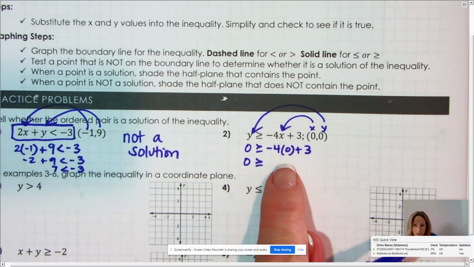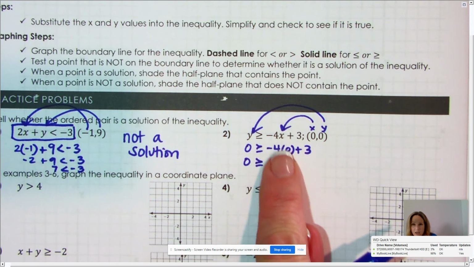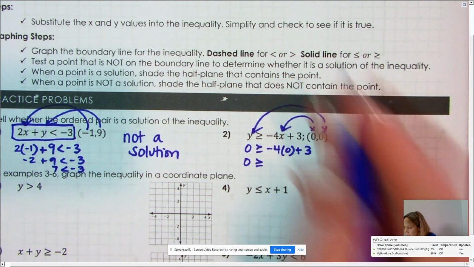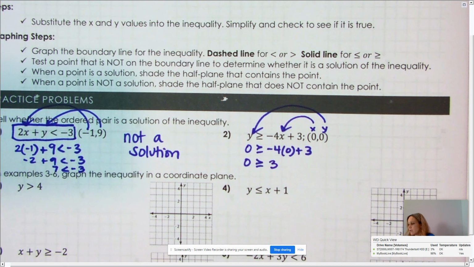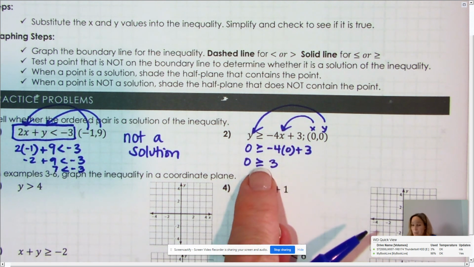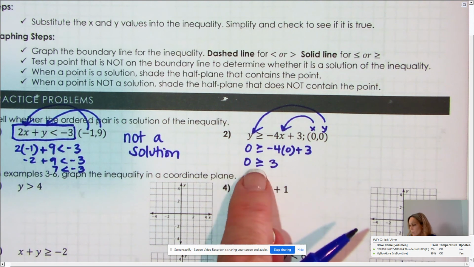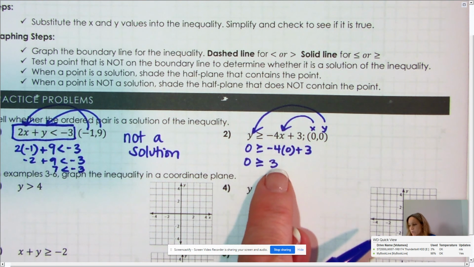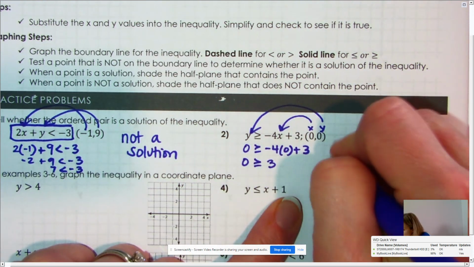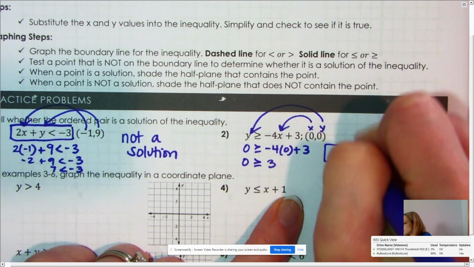When we plug in 0, that whole part of it cancels out because if I'm just adding 0 to 3, it doesn't change the 3 at all. And so is 3 smaller than 0? No. Again, this alligator's eating the wrong thing. It should be eating the 3 cookies instead of no cookies. So no, that is not a solution.